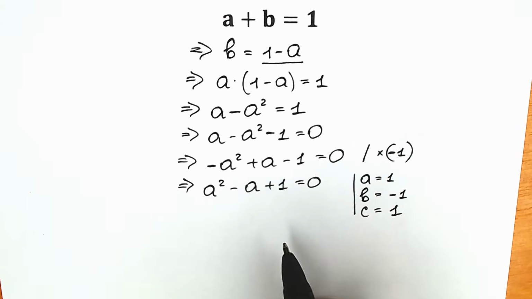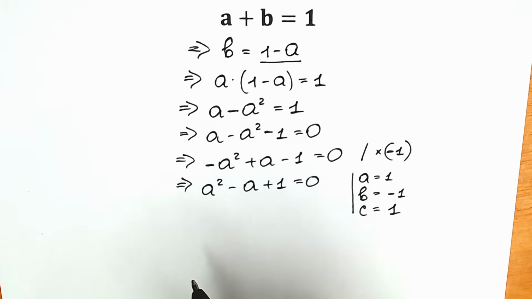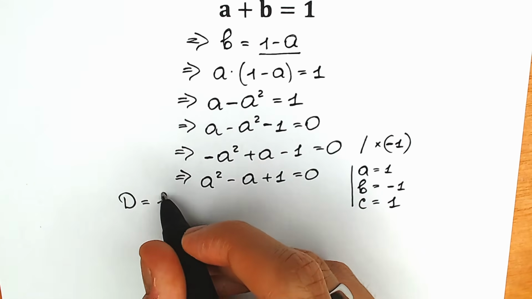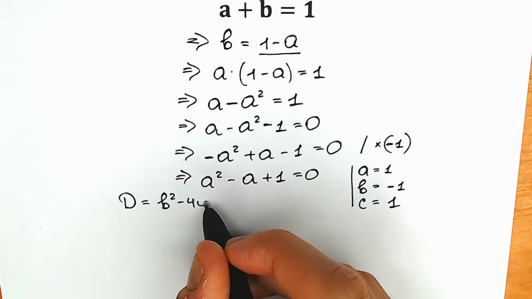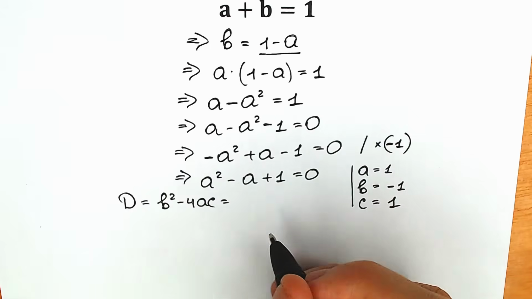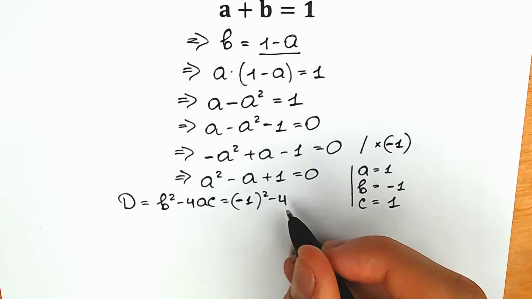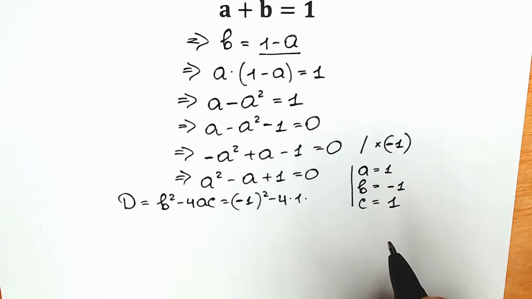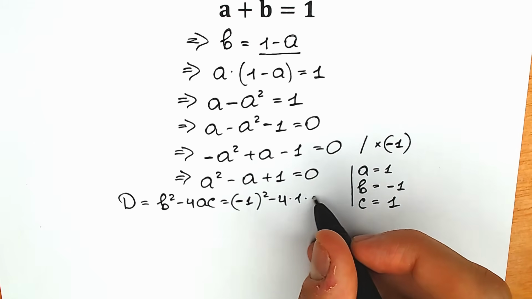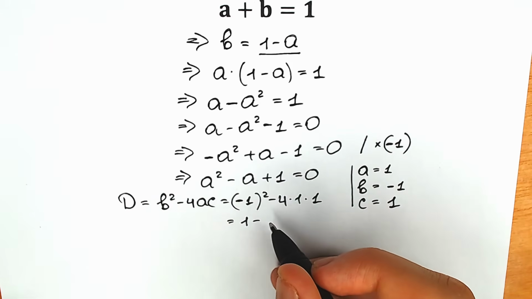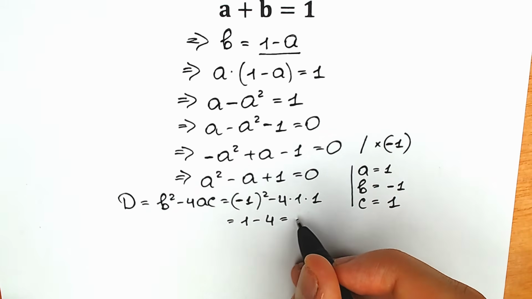First of all, I'm going to quickly find the discriminant, and then I'm going to plug this discriminant into our formulas. So we have D equal to b square minus 4ac, equal to (minus 1) square minus 4 times a times c, 4 times 1 times c equal to 1. And right now, what do we have? We have 1 minus 4. So as a result, our discriminant is negative.